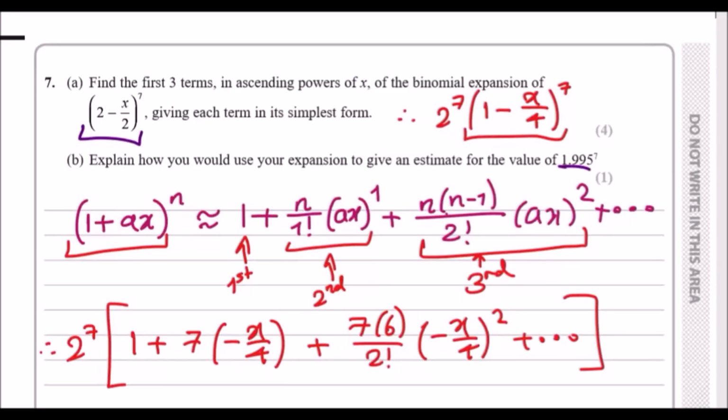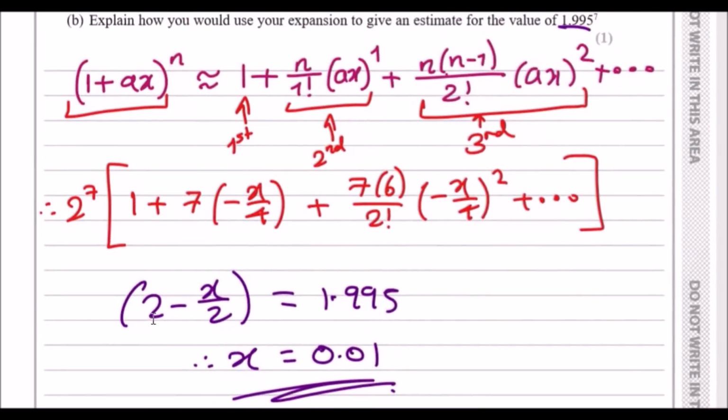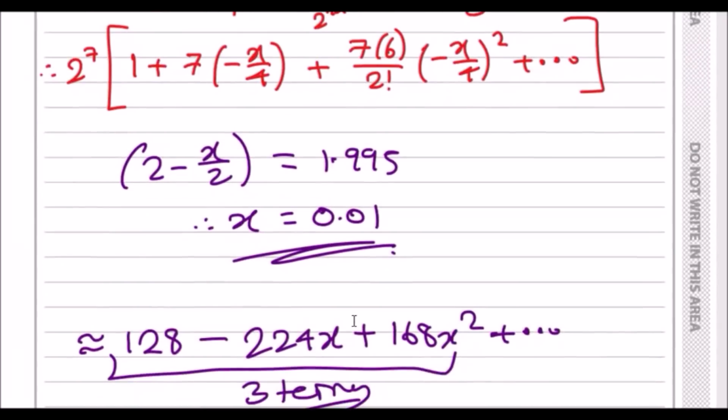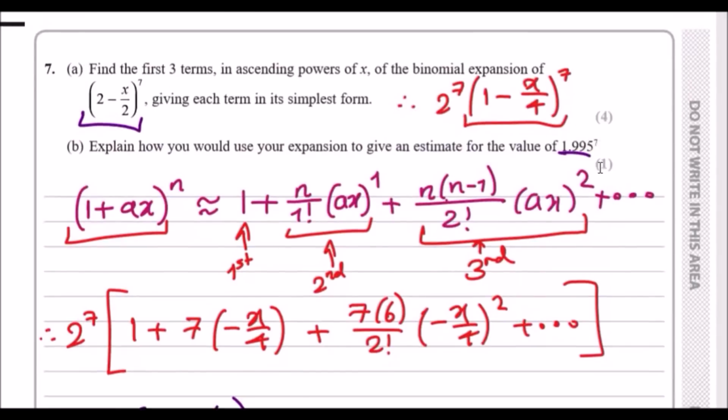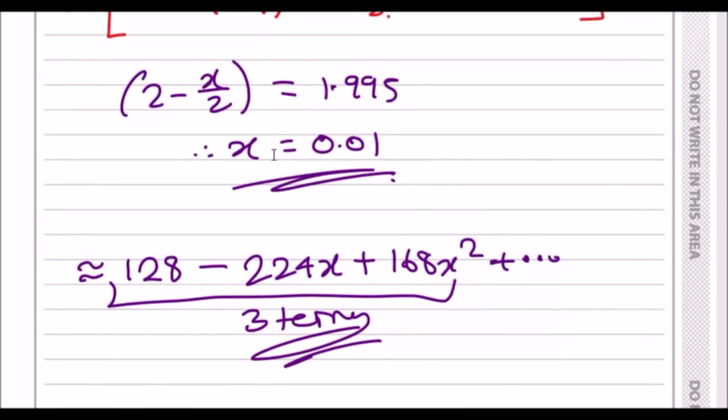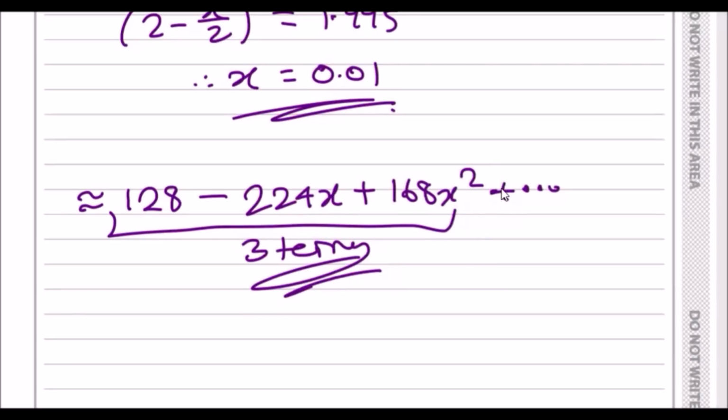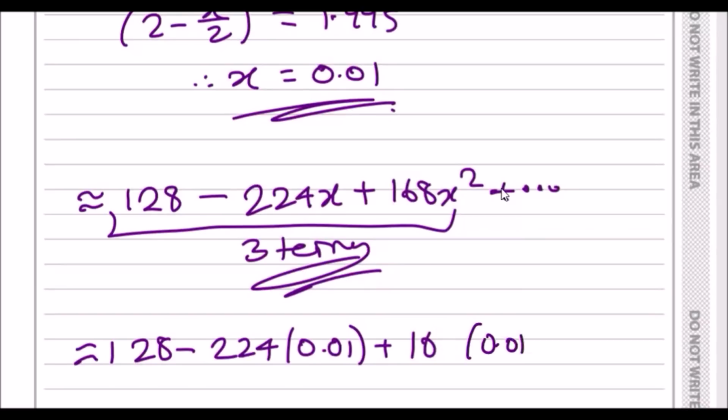So all you essentially need to do is say, okay, let's equate this and find the correct x value to give you this. So what I did, I equated them. I said let 2 minus x over 2 equal 1.995, and I solved for x and got 0.01. Now all you do for x is literally plug it back into this equation, and when you do that, you're going to get some estimate of this one up until the first 3 terms. So just literally plug in your x value into this equation. So it looks like this. 128 minus 224, instead of x, 0.01, plus 168, 0.01 squared.